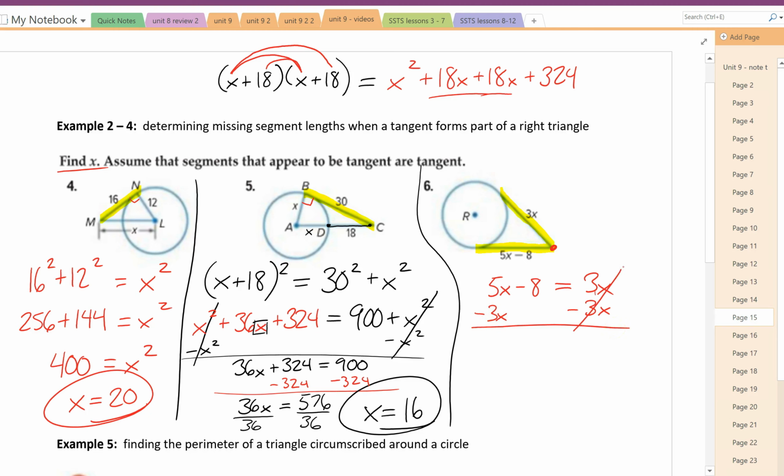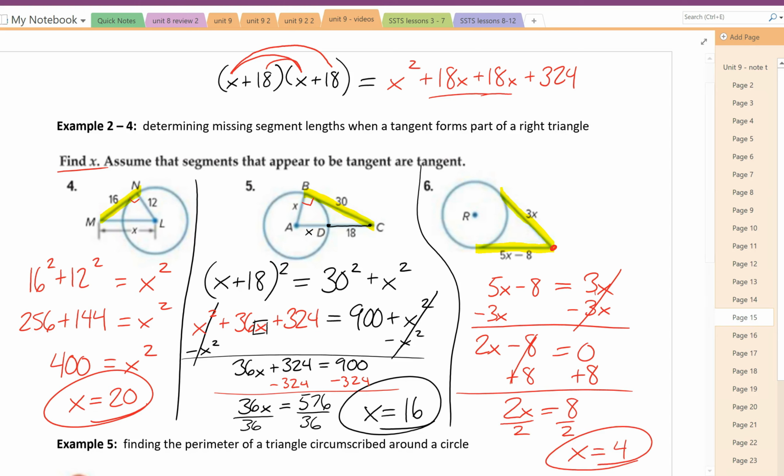Over here, they're just going to go to 0, right? Because I'm not going to have anything over there for now. Over here, I have 5x minus 3x, which is 2x. And I still have the negative 8. I'm going to add 8 to both sides. Again, I'm trying to get this x by itself. Once I do that, I have 2x equals 8. Divide both sides by 2, and x is equal to 4.